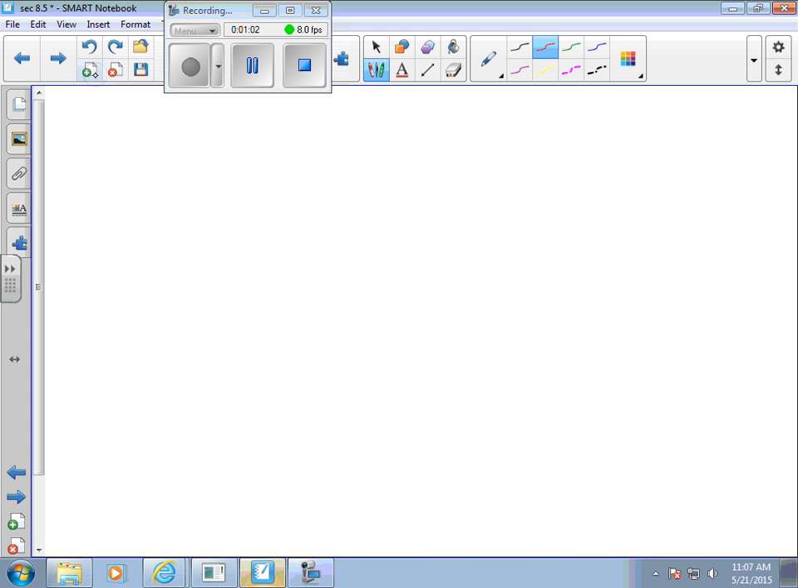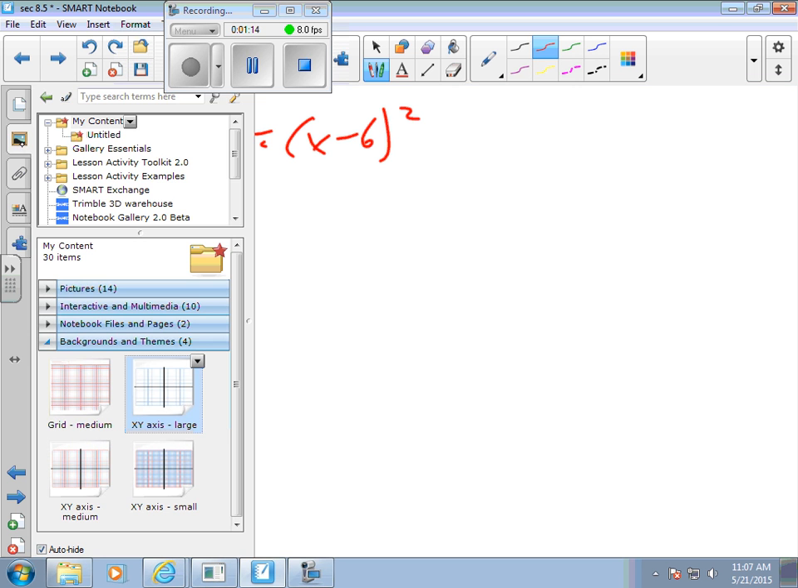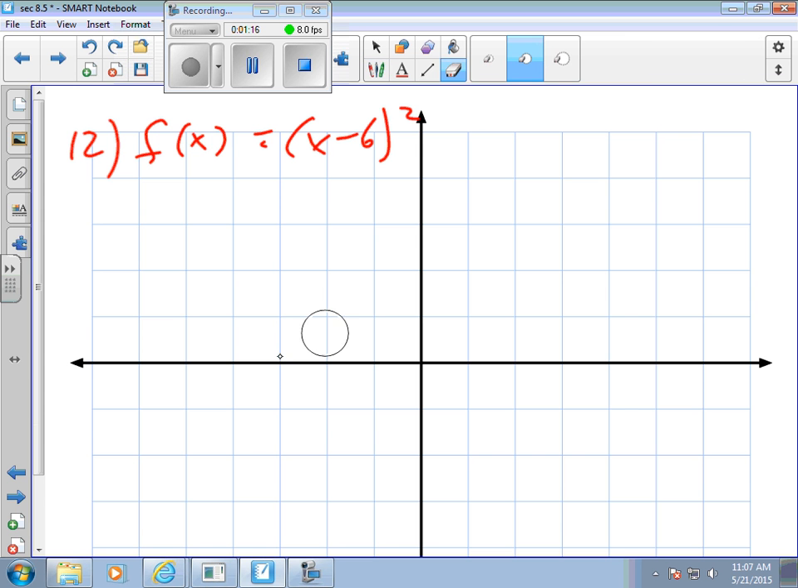Let's try number 12 next. In number 12, we have f of x is equal to x minus 6 quantity squared. If we want to graph it, which is what we're trying to do, our vertex is at 6, 0, because it's the opposite of this number. Same as the number that's back here. Since there's nothing back there, it's a 0.